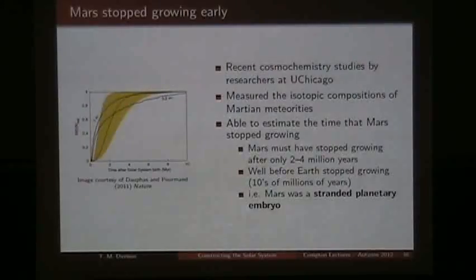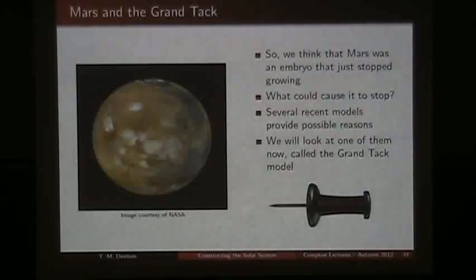And they did this by looking at the isotopic compositions of Martian meteorites and comparing them to our chondritic meteorites, these meteorites that we spoke about last week that show the pristine, unaltered state of the early solar system. From those isotopic measurements they were able to show the time at which they expected Mars to have stopped growing. But what could cause Mars to stop growing? Well, one theory is what we call the Grand Tack theory. There are several theories actually that try to explain this.